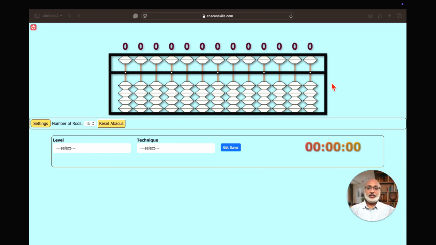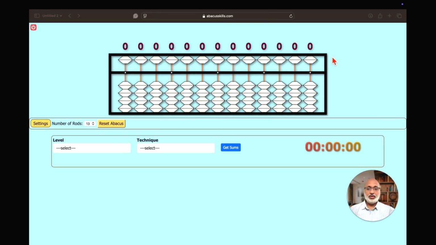Okay, first of all, you just observe here. You are able to see one abacus frame which consists of beads and rods. All the beads which are in the lower part we call earth beads. All the beads which are in the upper part we call heaven beads. All the earth beads carry a value of 1. All the heaven beads carry a value of 5.